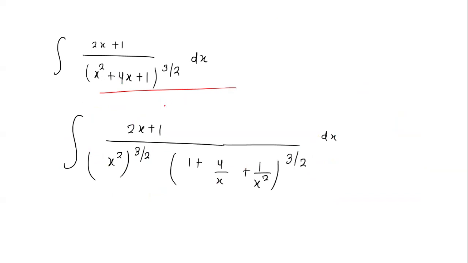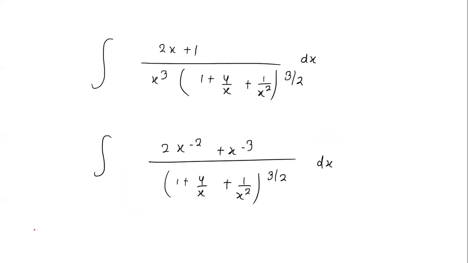So what we can do is take this x^2 outside. If you take x^2 outside, it will become (x^2)^(3/2), and here you will have (1 + 4/x + 1/x^2)^(3/2). Now after simplification this will become x^3, and now you have 2x + 1 in the numerator and x^3 in the denominator, which you can write in this way: (2 multiplied by x^(-2) + x^(-3)) divided by this thing, dx.